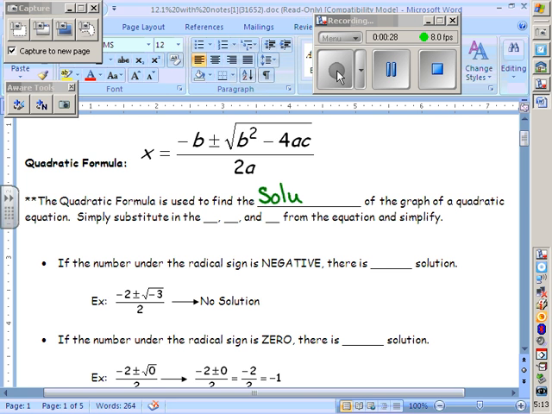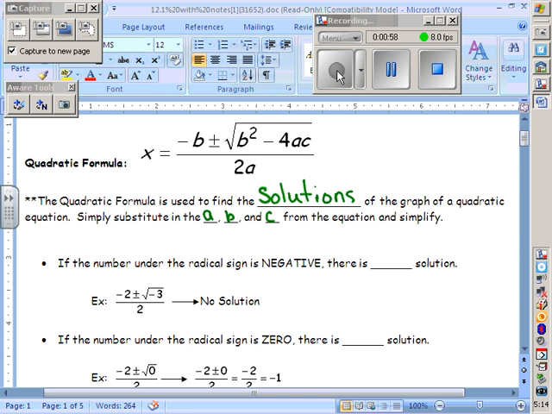Solutions are also known as the zeros, the roots, or the x-intercepts. So anytime we're talking about solutions, we're just talking about the x-intercepts, where the parabola crosses the x-axis. In order to do this, we must simply plug in our a, our b, and our c into the quadratic formula.